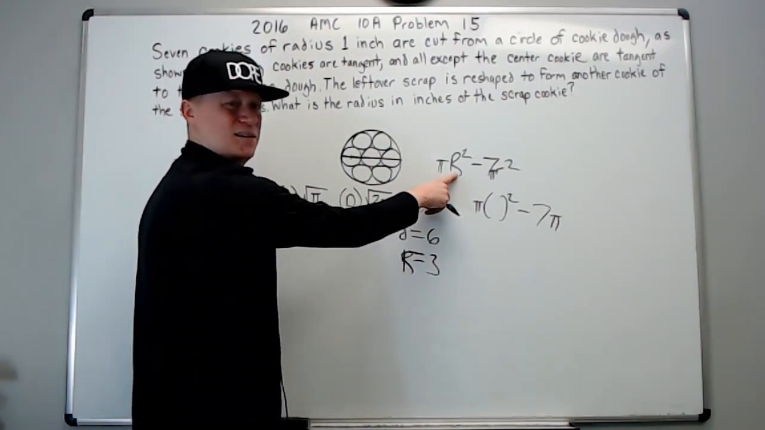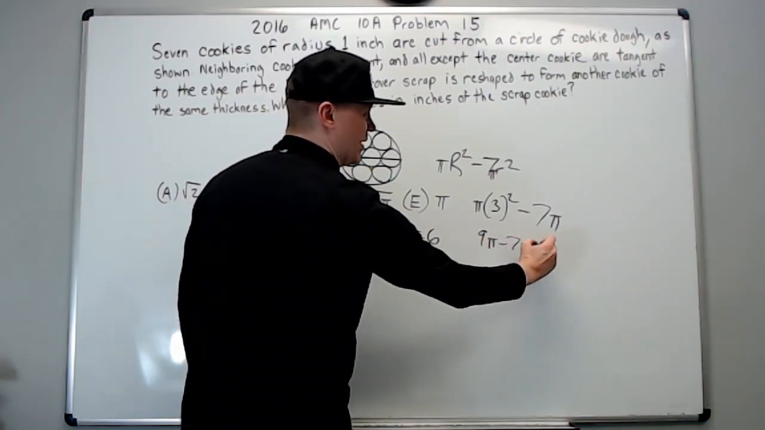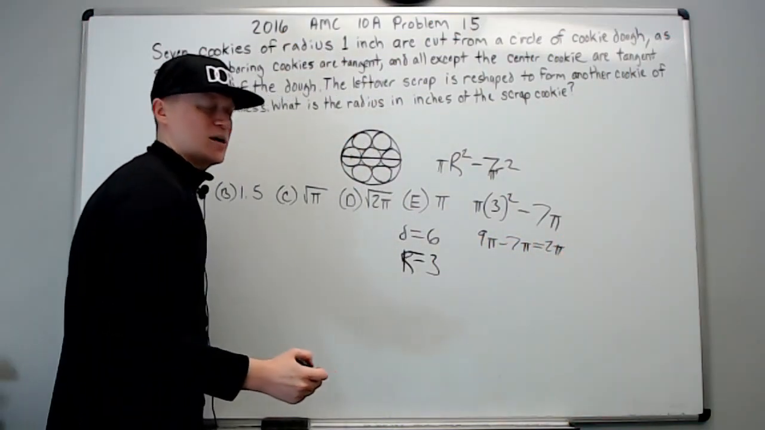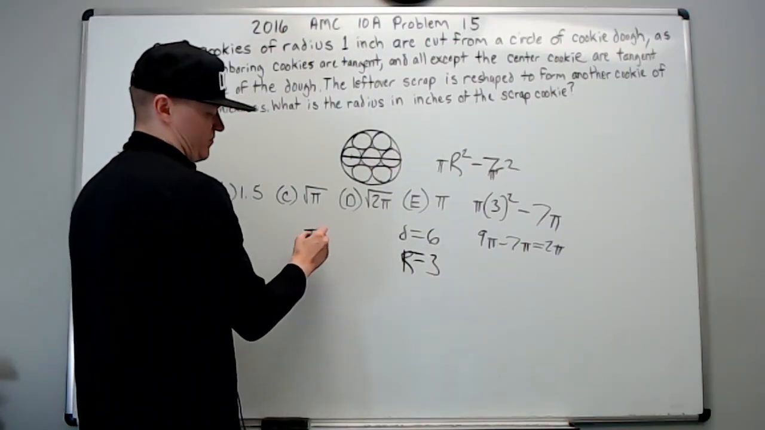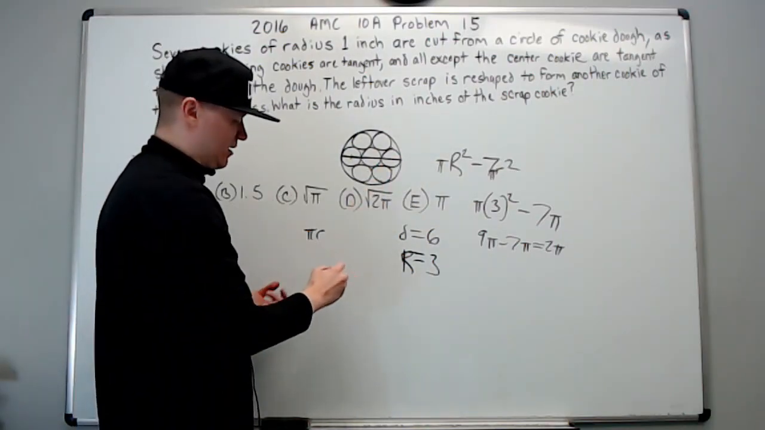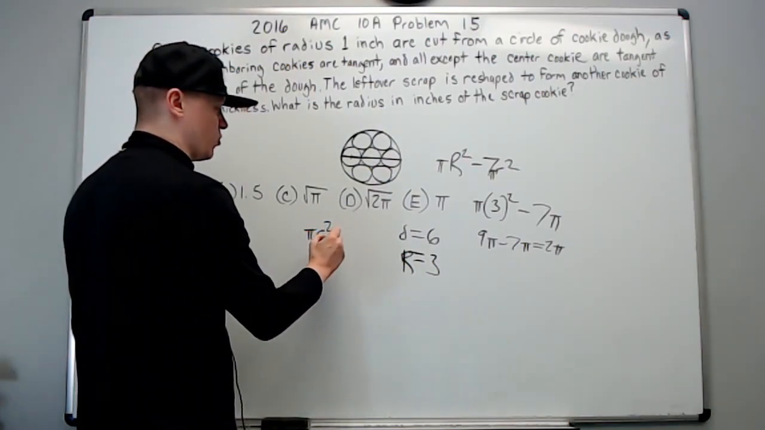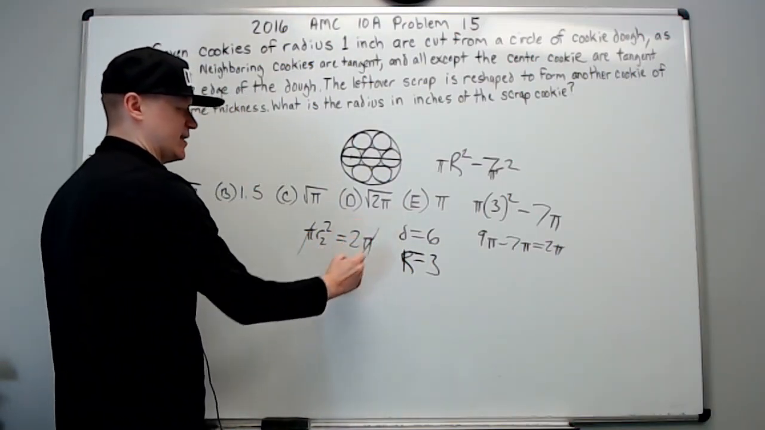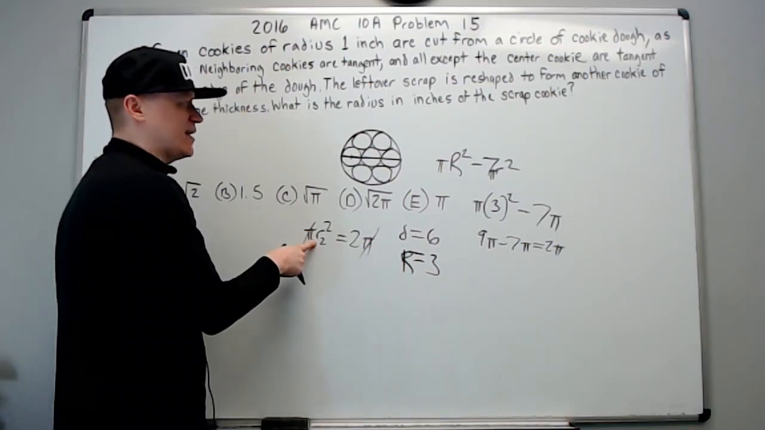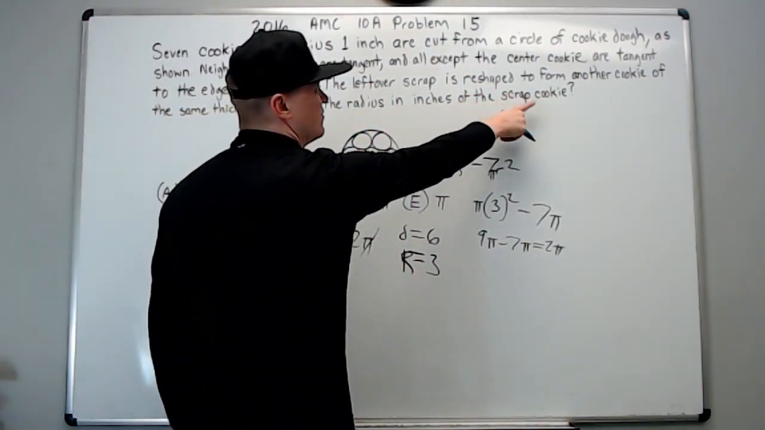Plug that 3 into the big R, square it to get 9. 9 pi minus 7 pi. That is our scrap dough. Our scrap dough has an area of 2 pi, and we're going to call it r again, even though it's not that r. If you want to put a little 2 here, feel free. Pi r2 squared is going to equal 2 pi. Divide by pi to get rid of those. We need this radius of the small cookie, right? What is the radius in inches of the scrap cookie?